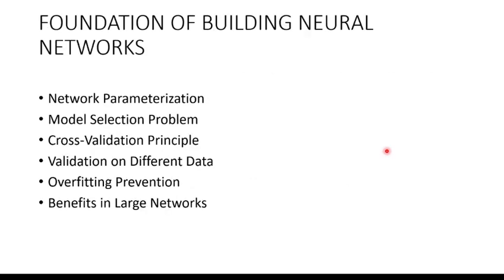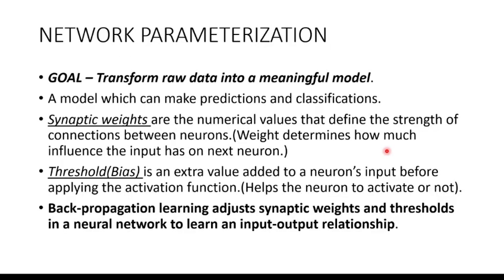Foundation of building neural networks. We have 6 topics in this, and let us see each one in detail. First, let us see about network parameterization. The main goal of network parameterization is to transform the raw data into a meaningful model. What do you mean by a meaningful model? A model which can make predictions and classification accurately.